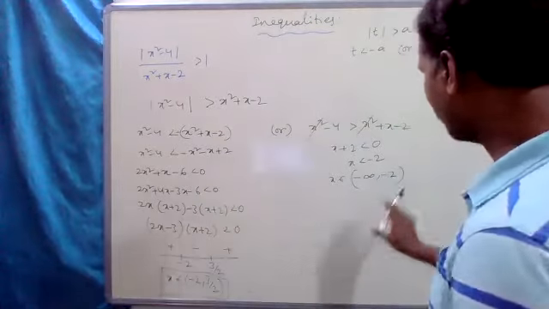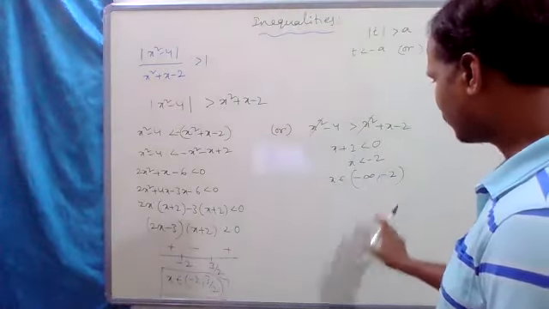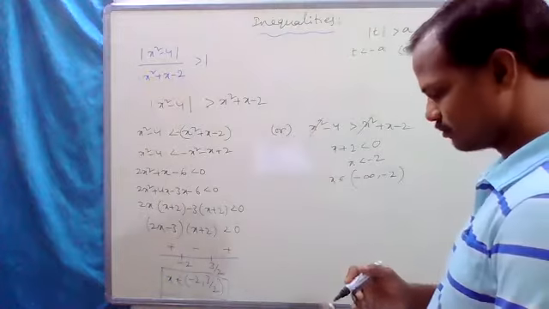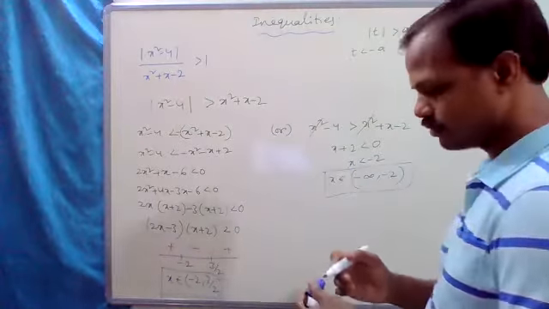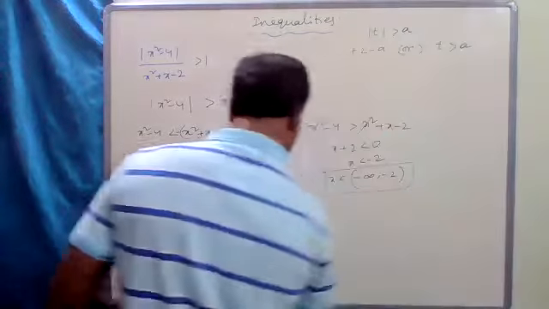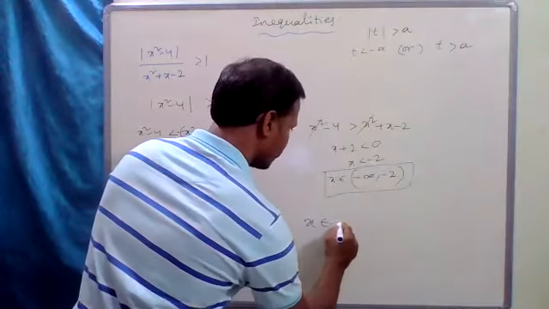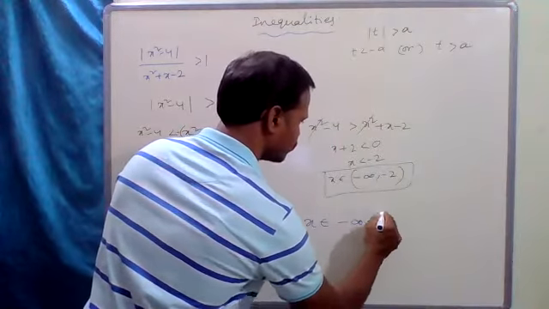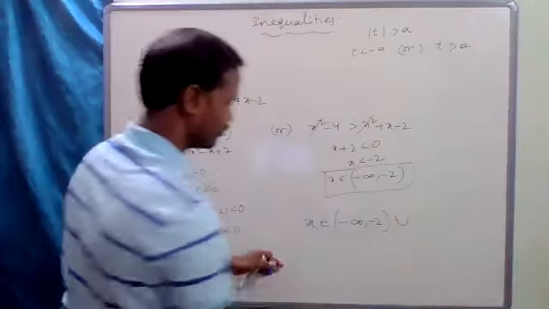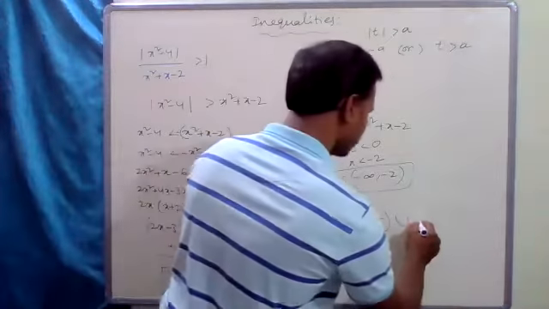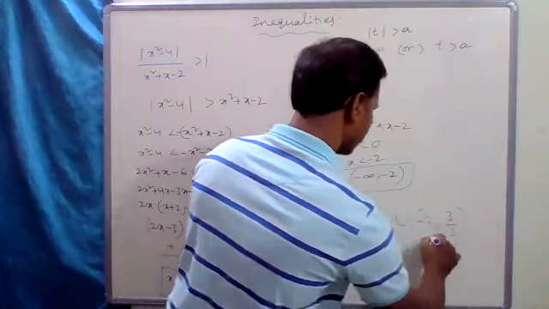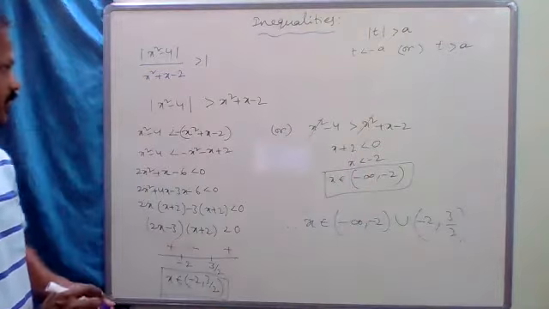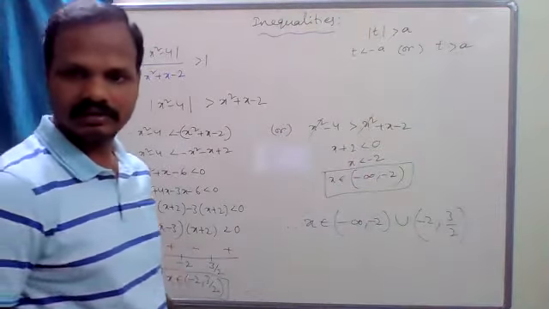Clear? Now see, R means you have to use union. So therefore x belongs to (−∞, −2) union (−2, 3/2). Is it clear?